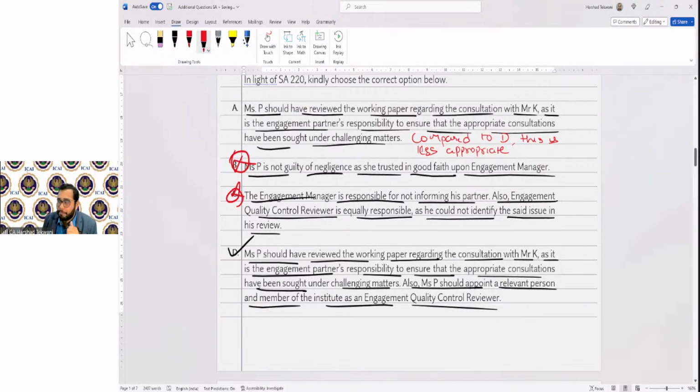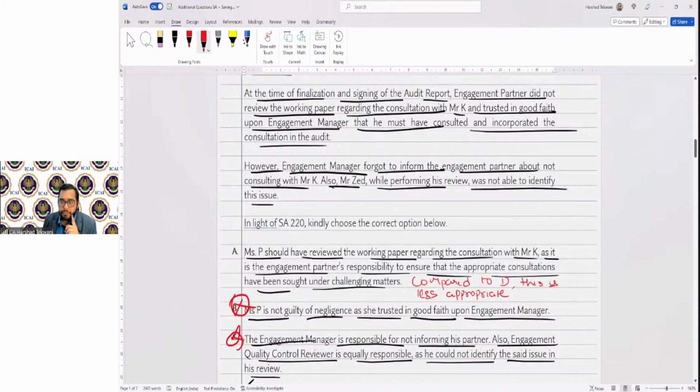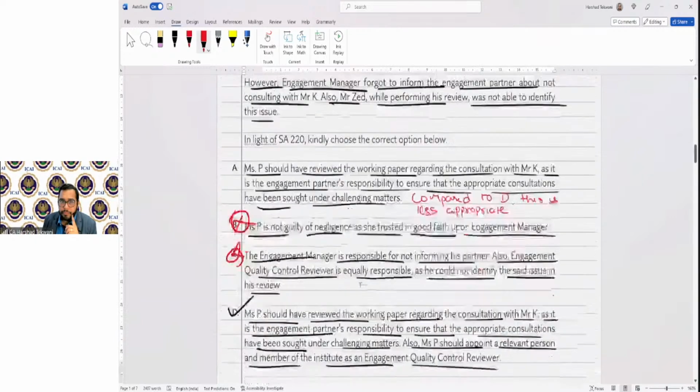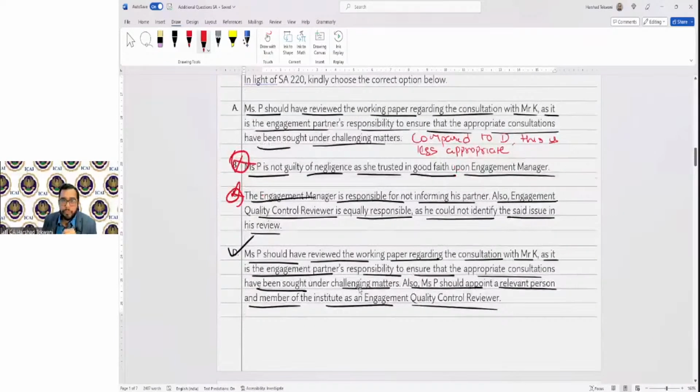Clear? Any doubt? Any doubt till now? These are the very important topics, very important terms, topics to discuss.